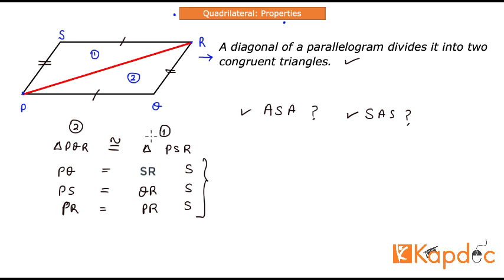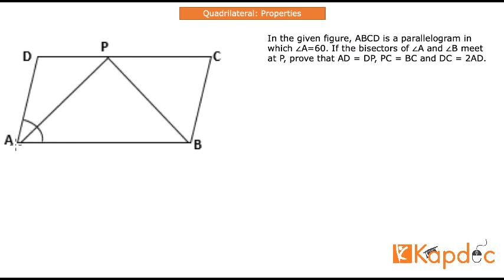Alright, so with that, now we are going to take a look at a slightly difficult level problem where we are going to be using all the properties of parallelograms or quadrilaterals to solve it. Alright, so take a look at this problem. There is a parallelogram ABCD. It's given to us that the angle A is equal to 60 degrees. And then there is a line segment AP. It divides the angle A into two equal parts. And likewise, the line segment PB is an angle bisector at angle B, right?